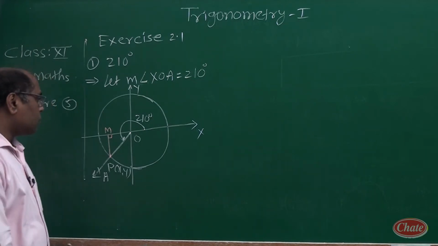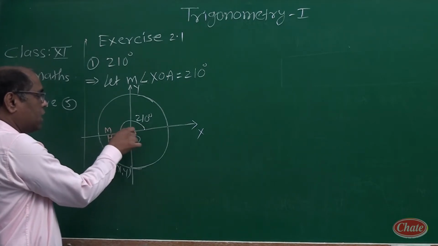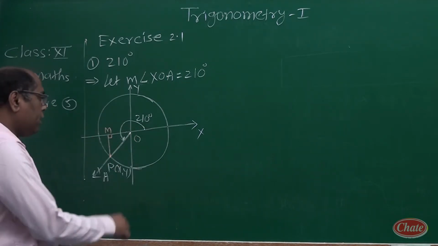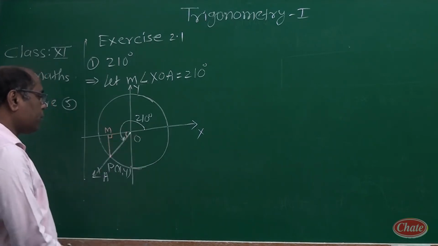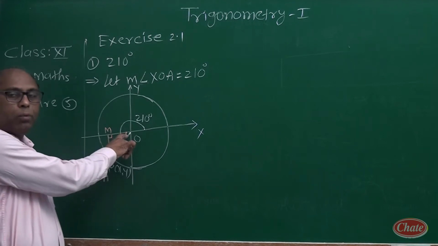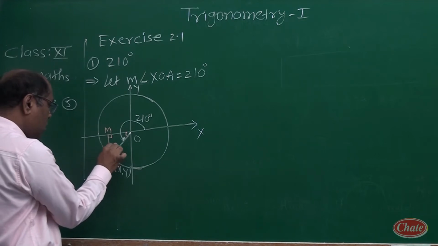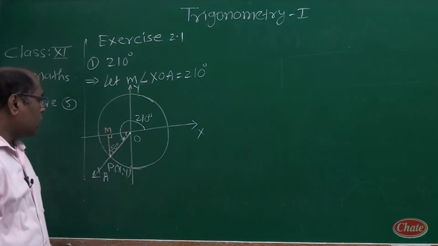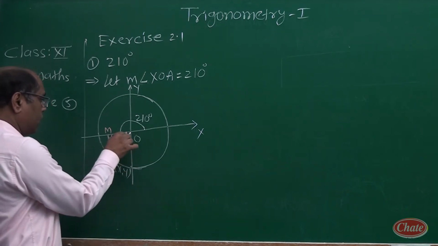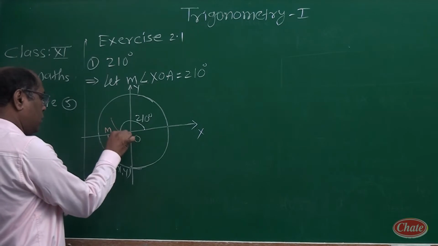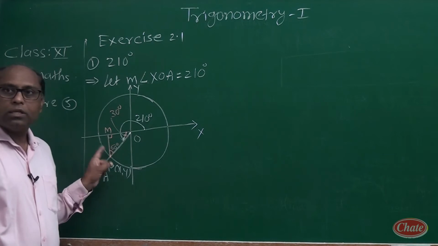Now see here, this is the angle 210 degree. Up to the x-axis it is 180 degree, plus this angle of measure 30 degree. If this angle is 30 degree, the remaining angle will be 60 degree.